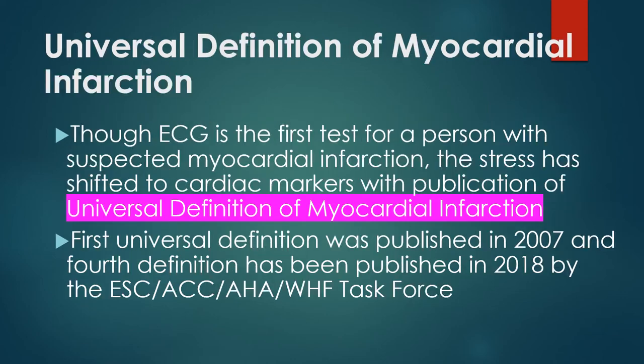Though ECG is the first test for a person with suspected myocardial infarction, the stress has shifted to cardiac markers with publication of the Universal Definition of Myocardial Infarction. First universal definition was published in 2007 and fourth definition has been published in 2018 by the joint European Society of Cardiology, American College of Cardiology, American Heart Association and World Heart Federation Task Force.